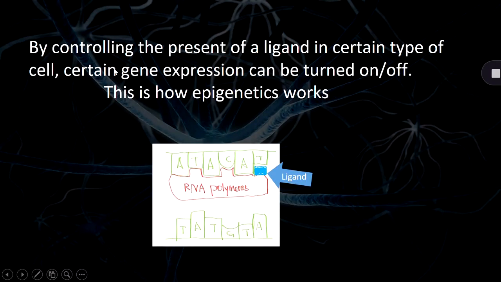So if we control the presence of the ligand in a certain type of cell, certain gene expression can be turned off and on. For example, if this promoter requires this ligand and we don't supply the cell with this ligand, you are not going to be able to express the downstream gene after this promoter, right? Okay, this is how epigenetics works. Let's say your diet is constantly missing zinc, and then all the gene expression requiring zinc will not be able to happen. That way, some of your body's functions will change, right? That's how your diet will affect your gene expression.